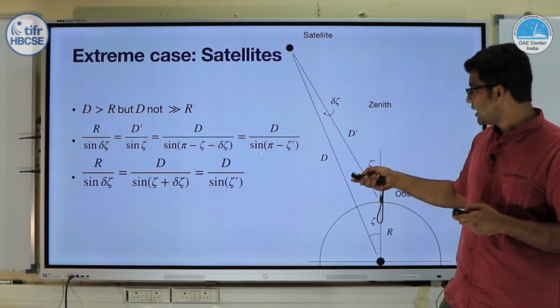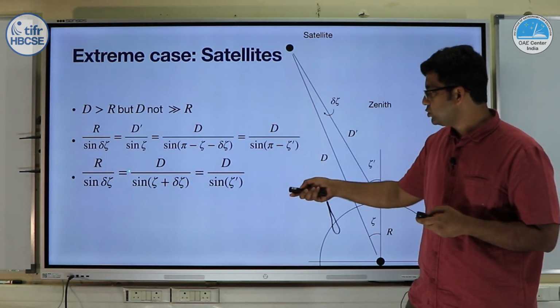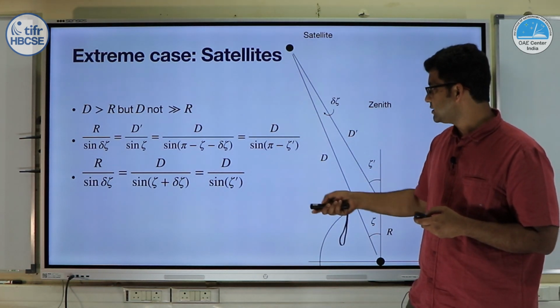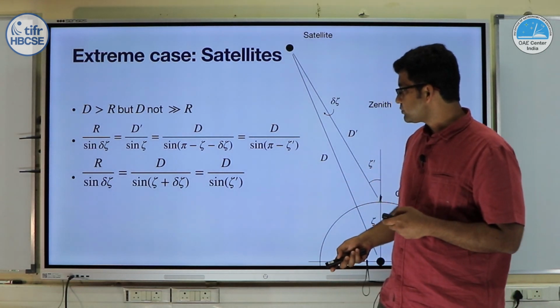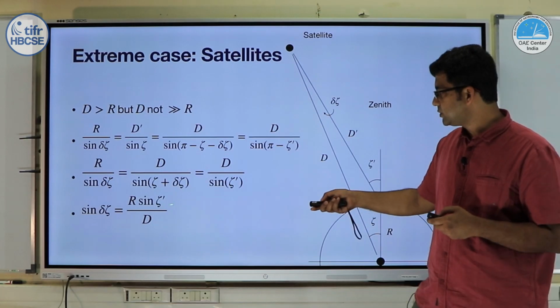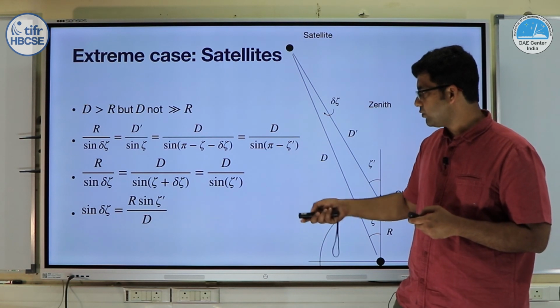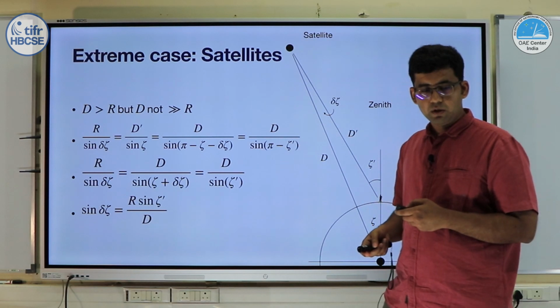We can write down sine of pi minus zeta prime as sine of zeta prime, and we can use these two terms, r by sine delta zeta and D by sine zeta prime, to figure out that sine delta zeta is equal to r sine zeta prime divided by D. So, this is the observed zenith angle, and this is what the effective correction for parallax would be.